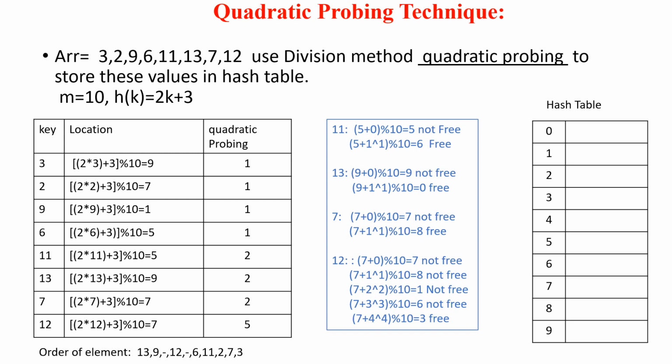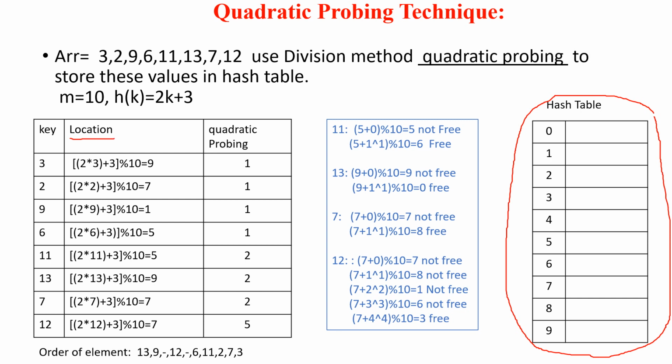In the start, my hash table is completely empty. Now I have created one table where I kept all my keys: 3, 2, 9, 6, 11, 13, 7, 12. Location is nothing but the index. Using the hash function we are going to calculate the location.